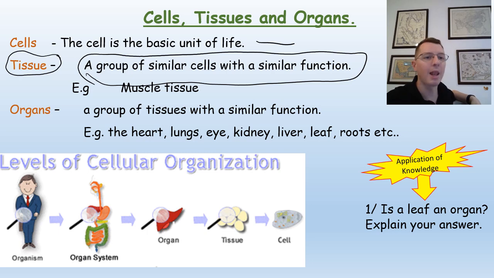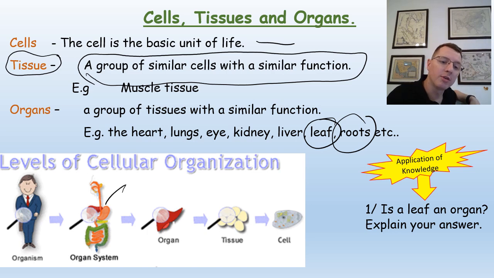But don't forget, plants also have tissues and organs. So an example of an organ in a plant would be a leaf or roots. We also then have an extra level of organisation above this called the organ system. And an organ system is a group of organs with a similar function. Try this question below, write the answer in your notes.